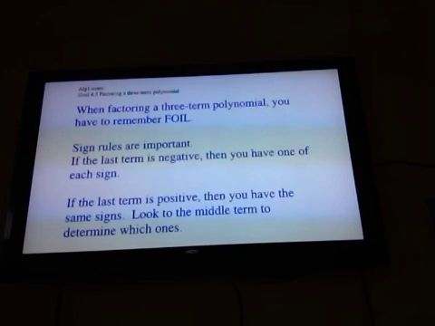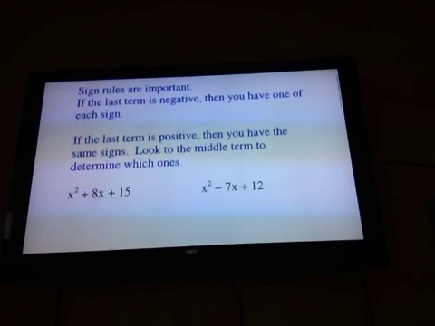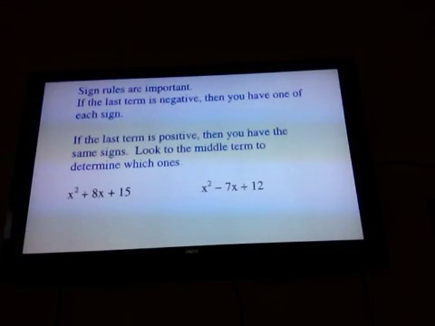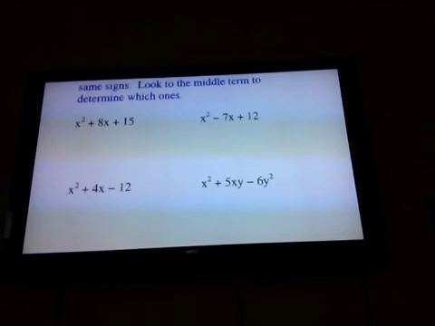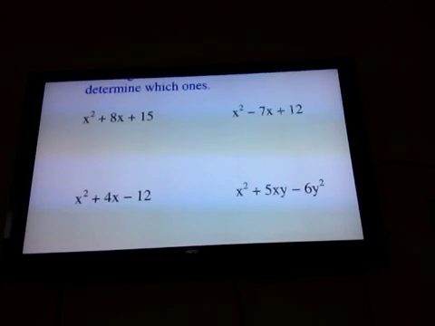Now remember, we're doing the reverse of FOIL. So we're going to end up with a 2-term and a 2-term. Our rules of factoring will apply to this in terms of looking for that common factor and can I factor more. So that's still going to apply just like it did with the squares. Okay?